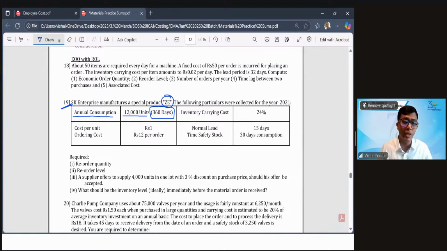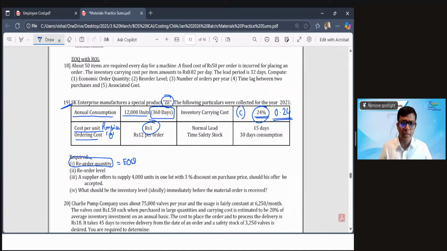In some question, they may say 300. Why 300? If you exclude holidays, then your working days come to that only. That is how they may give you 300. Then you have your other details given, like this is carrying cost, cost per unit. So this is your purchase price. Now we all know this multiplied by this will give me my carrying cost per unit per annum. So it will be 24 paise. Then I have cost per order, that is my O. Now all this data is required for calculating my reorder quantity, which is my EOQ.